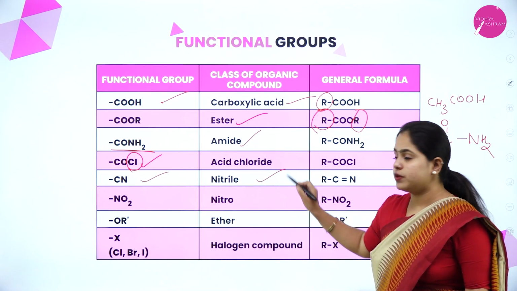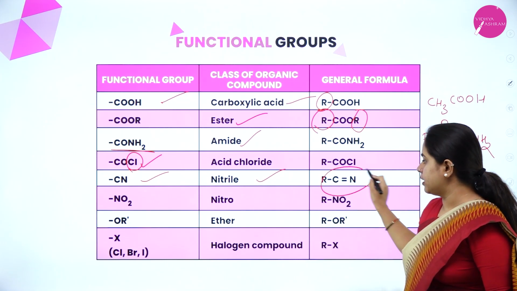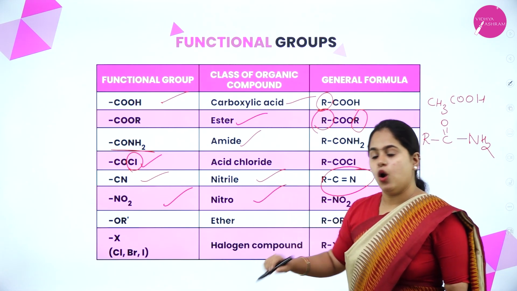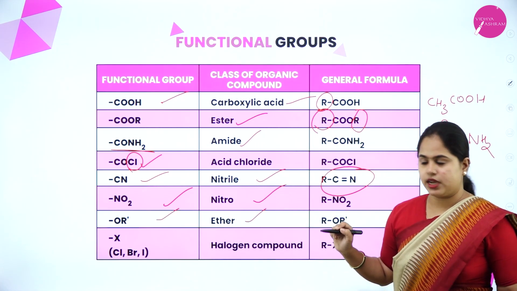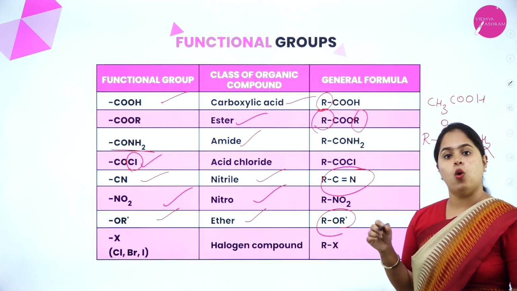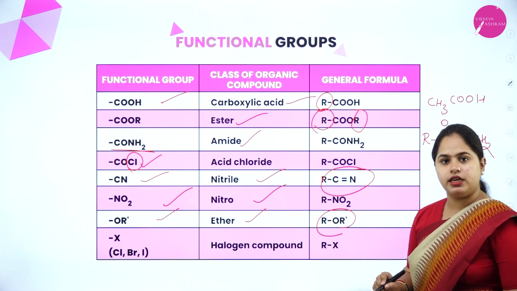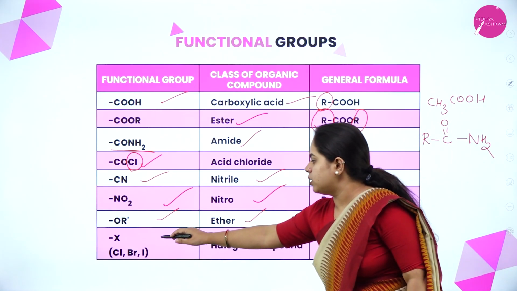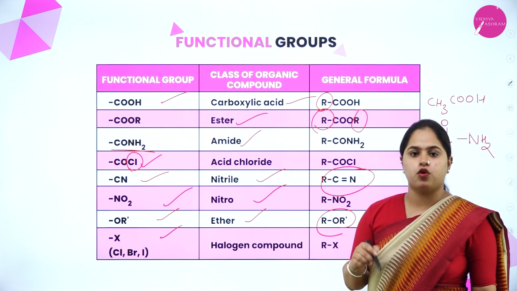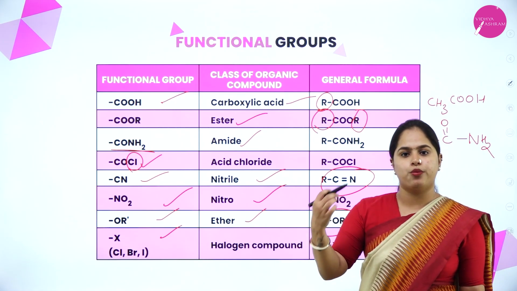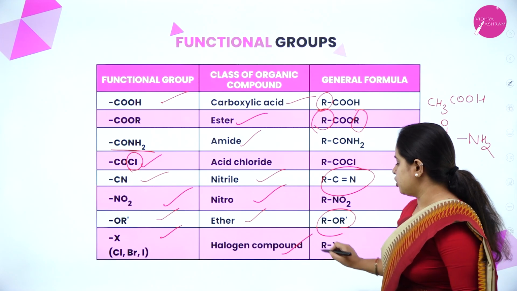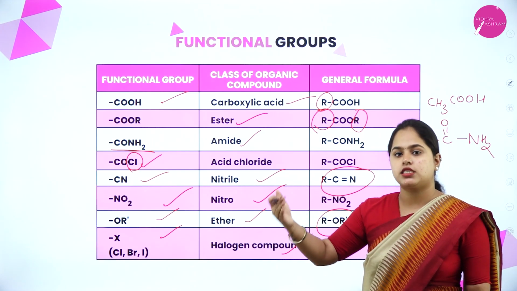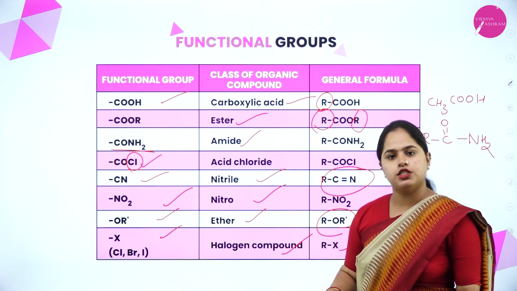Okay, CN functional group is for nitrile. How can you generally write it? RCN, right? The next one is NO2. It is nitro. OR, it is ether, right? So the general representation is ROR'. It is shown R dash here because the alkyl groups can be same or else different also, right? Now the next one is X. What does X stand for? This is for halogens, fluorine, chlorine, bromine, iodine. Okay, so halogen compounds, which is generally represented by RX. What does this X stand for? X stands for the halogen groups and the R stands for the alkyl.